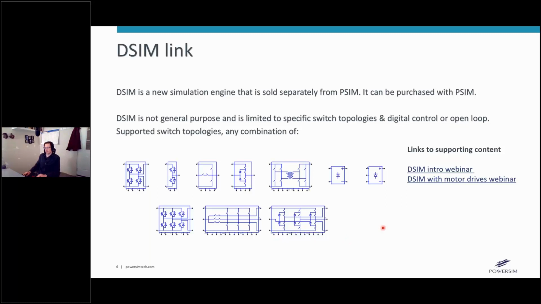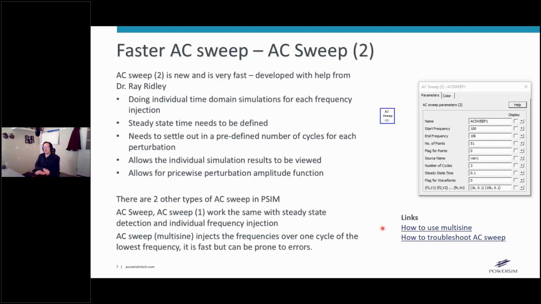Next up is the faster AC sweep. This AC sweep is one we developed with the help of Dr. Ray Ridley. If you're familiar with who he is, he's pretty well known when it comes to control. This one is in the library. It's called AC sweep with the 2 in parentheses. This is the parameter set for it.